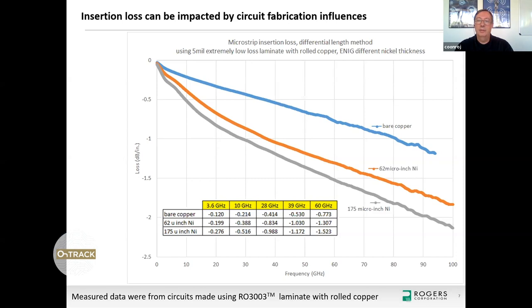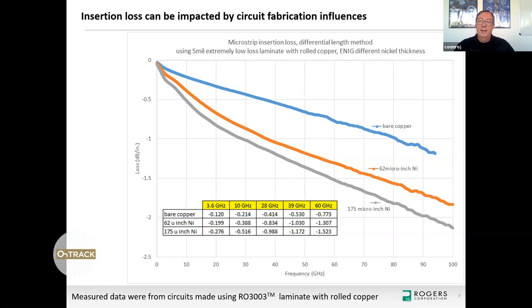It's extremely smooth. So I knew that the only significant difference in the insertion loss should be due to these bare copper versus ENIG platings. So it's really looking at the conductor effects due to the ENIG itself and trying to ignore the effects of the dielectric loss due to the material and the conductor losses due to the copper. So that was the thought behind the test vehicle.